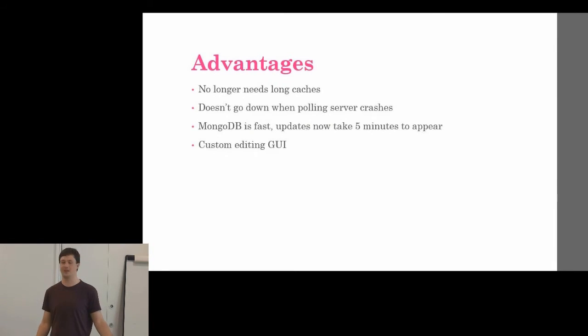Caching's horrible and complicated. It doesn't go down when the polling server crashes. MongoDB is really fast, so most of the time updates appear within a few minutes. And we can have a custom editing GUI. It turns out not to be that difficult to build an editing system for plain text for small messages. Probably wasn't worth farming that out to GitHub, but it was a quick fix at the time.